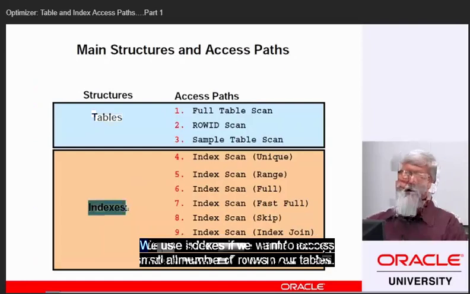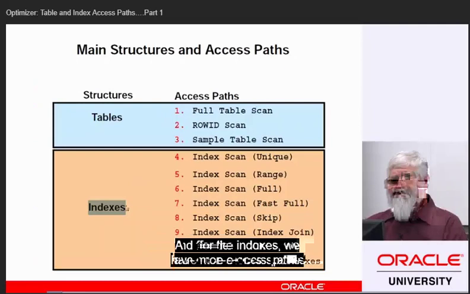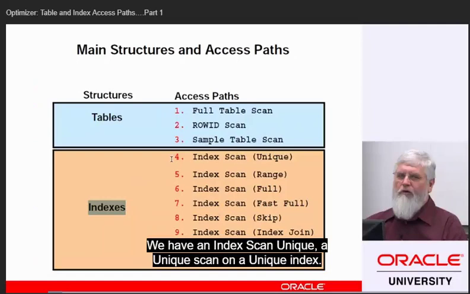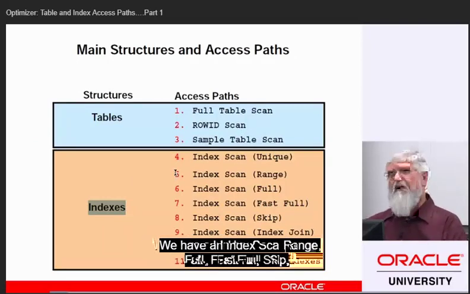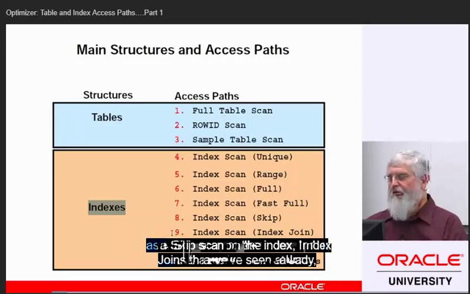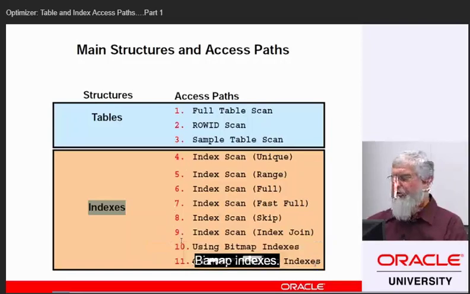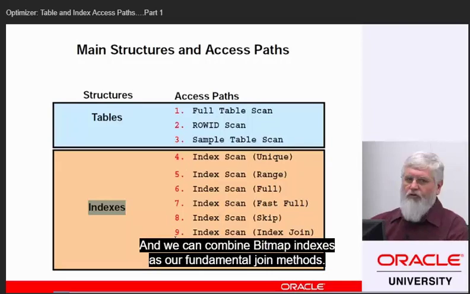We have an index unique scan, a unique scan on a unique index. We have an index range scan, full, fast full, and skip scan on the index, index joins that we've seen already, bitmap indexes, and we can combine bitmap indexes as our fundamental join methods. Actually, around the bitmaps, there's a little more detail than that, but we'll look at some of the details when we get there. So first up, we're going to have a look at the table access paths.